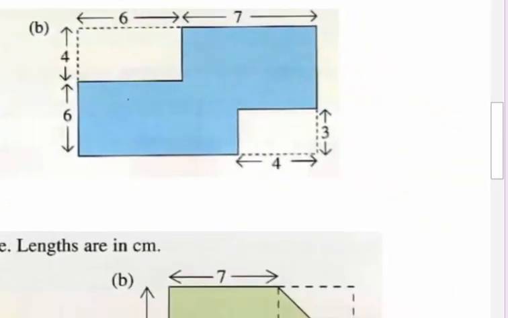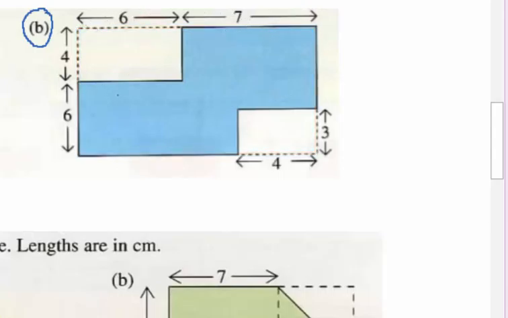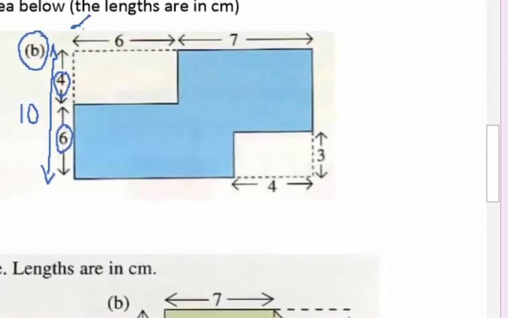And we can try a similar trick for part B here. We want the blue area again, or the shaded area, and it's like one big rectangle with two small rectangles chopped out of the middle. So what we'll do is work out the area of the big rectangle first. We can see that the height is this height here, which is 4 plus 6 to give us 10. And the width is this width here, which is 6 plus 7 to give us 13.